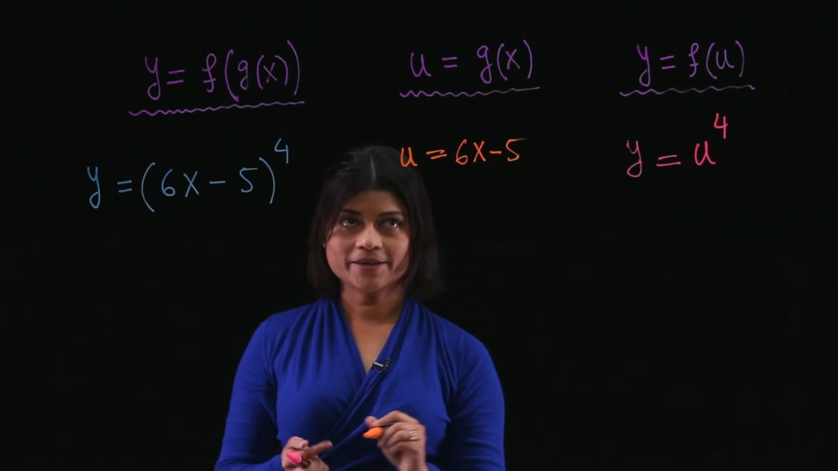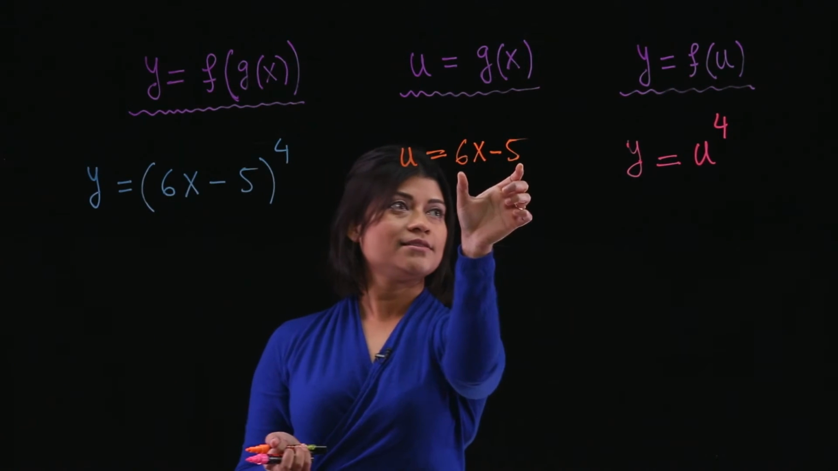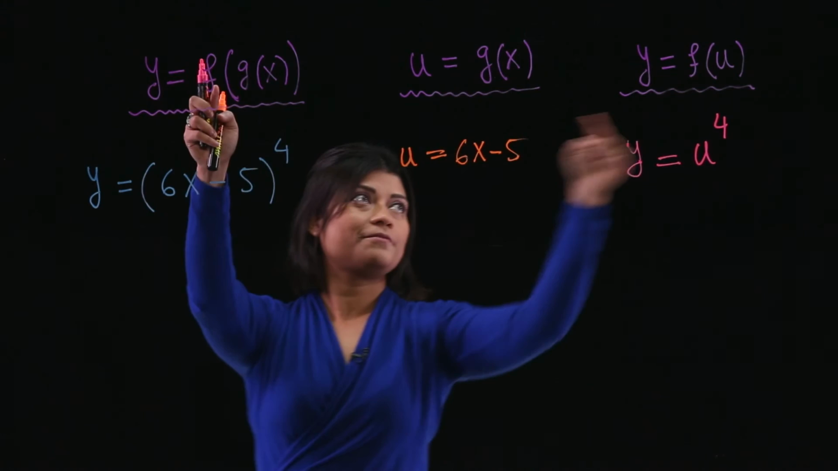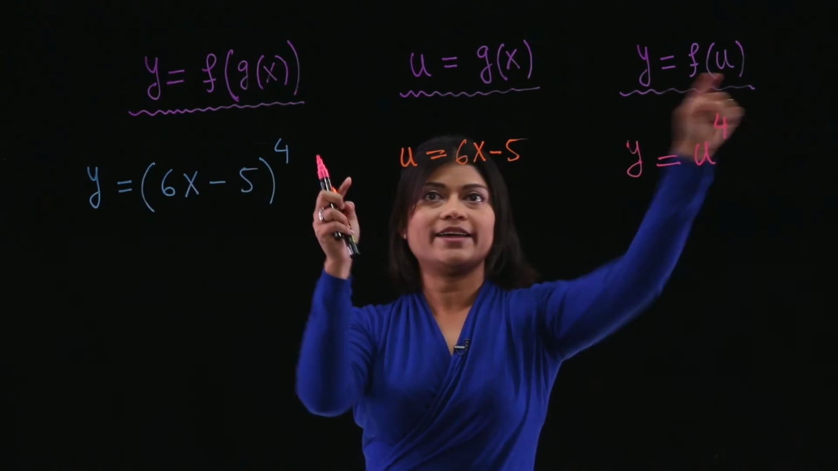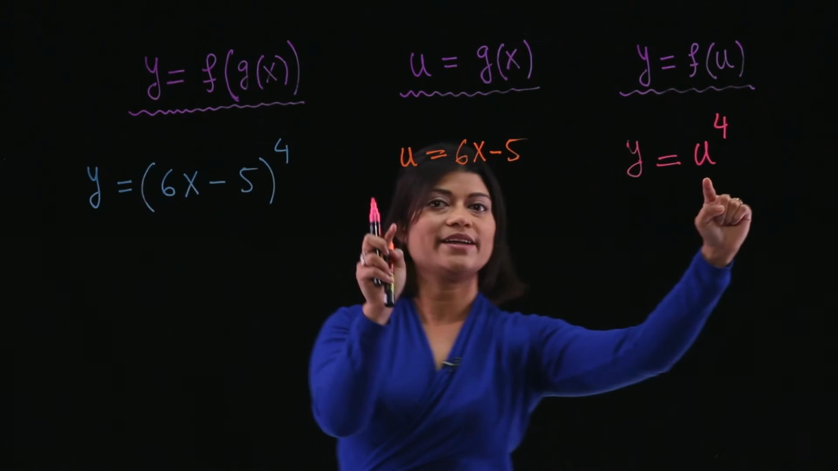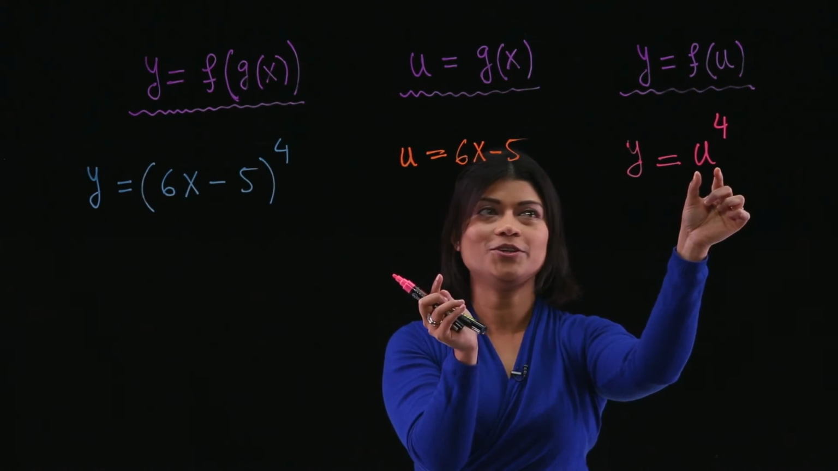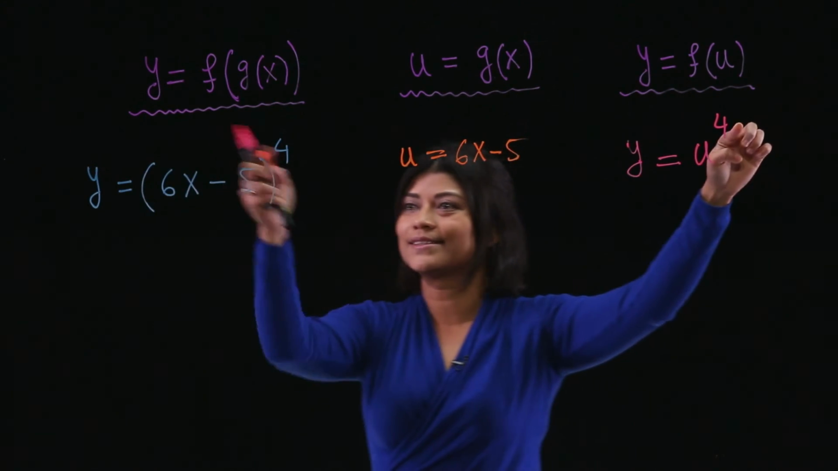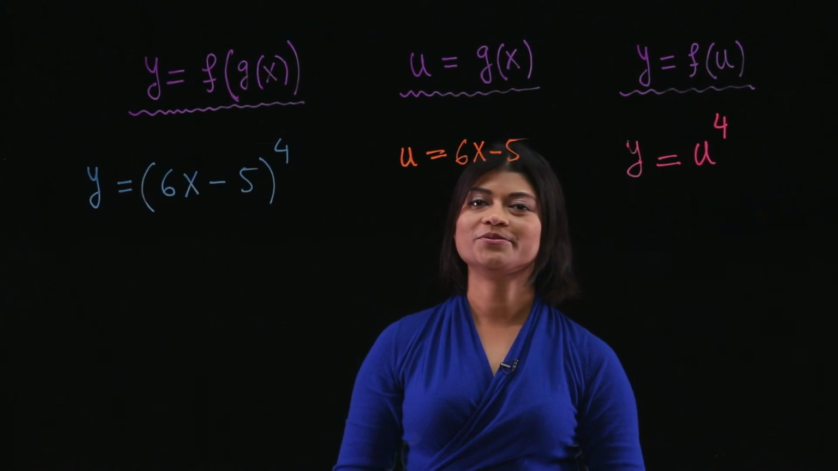So let's check. This is g of x and this is f of u. So you take f, u to the 4, and plug in u equals 6x minus 5. Do you see that? You plug in 6x minus 5 for u, you get 6x minus 5 raised to the power 4. That's exactly the original function. So it's a composition of these two.